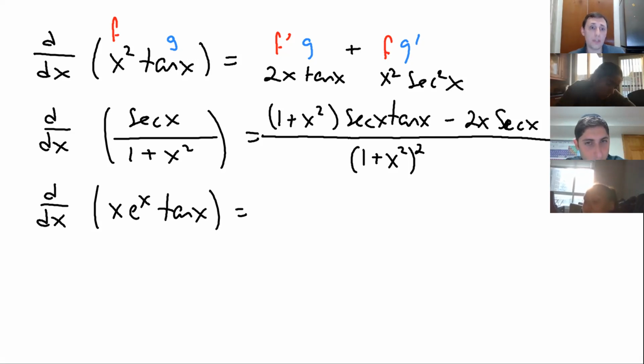Alexandra, there should be 2 additions, 2 plus signs. Think about it. It's a triple product. It's x, e to the x tangent x.